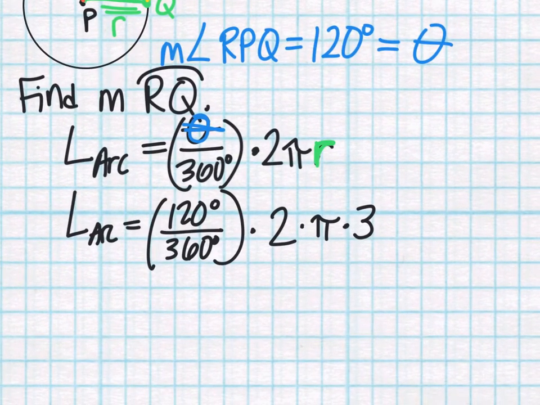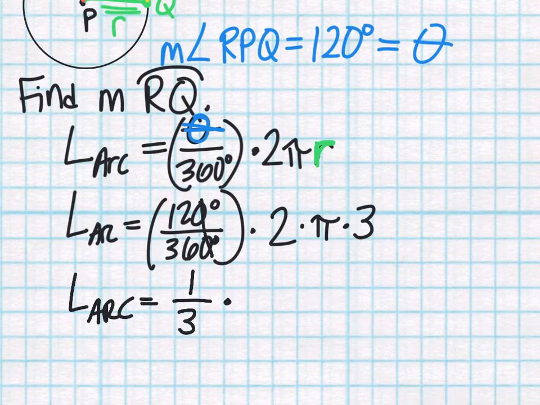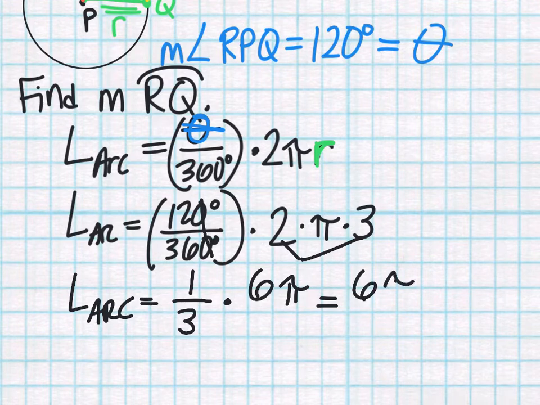So if I work this out and simplify it, the length of the arc is equal to, well, my zeros cancel out, so that's 12 over 36, which simplifies to 1 over 3, times 2 times 3 is 6 pi. So I can say this is like 6 pi over 3. Simplify that one step further. 6 divided by 3 is going to give me 2. So 2 pi. That is the length of arc RQ.